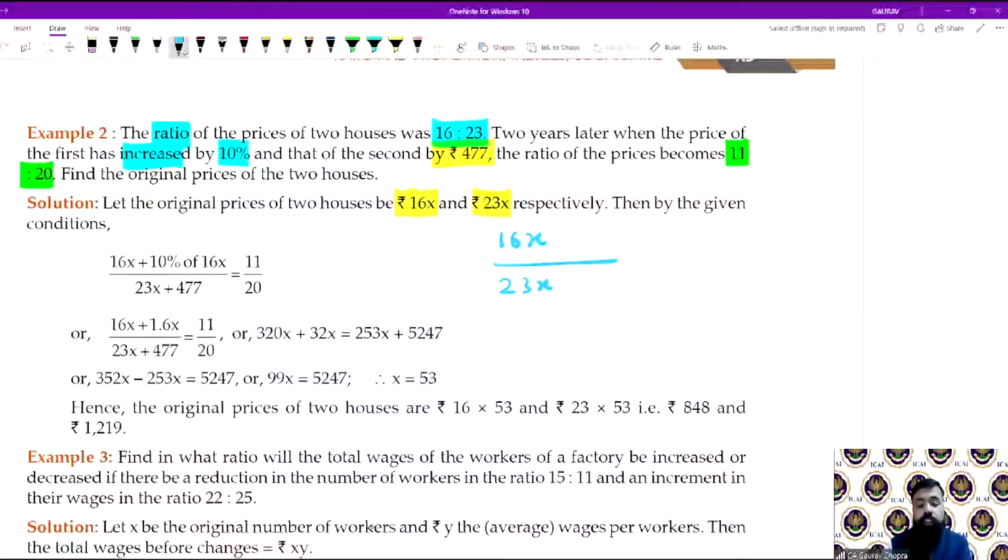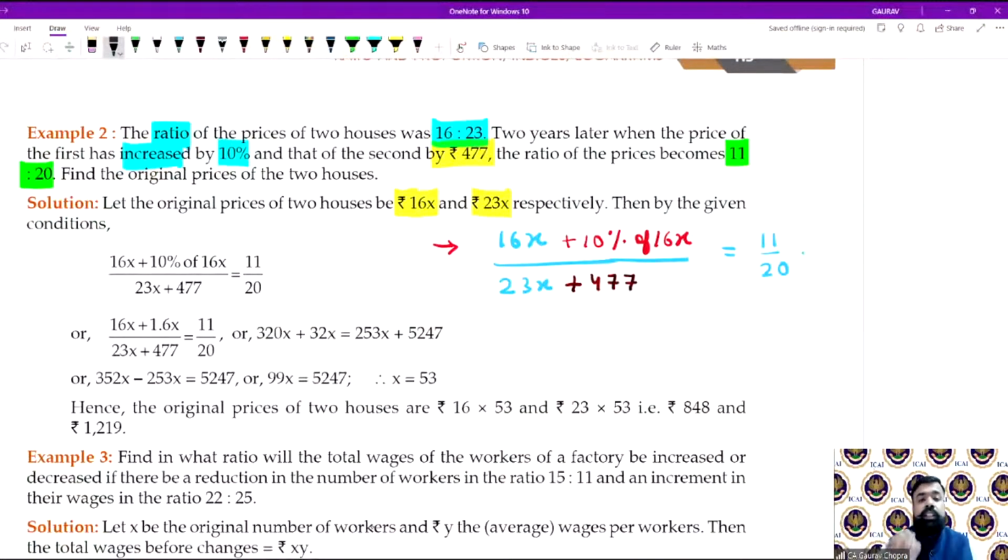But now there are some changes. What are the changes? The price of the first house is getting increased by 10%, so we add 10% of the original price, divided by the second house, which is getting increased by 477. This is the increase in price. And because of this increase, the new ratio is 11/20. Now we can simplify this and get the result.